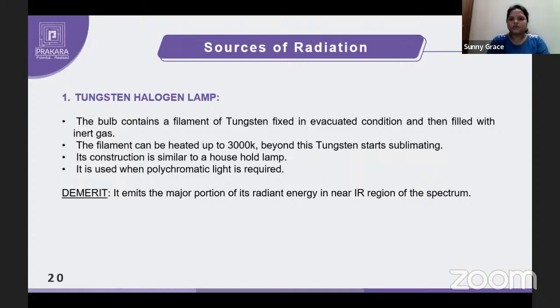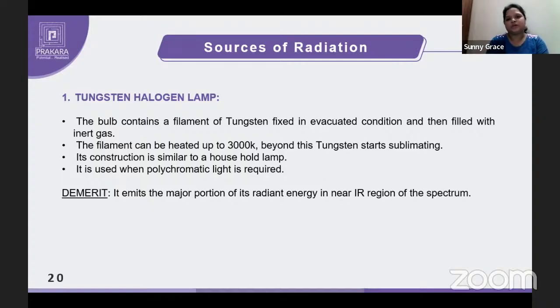So let's see the sources of radiation. The first one is the tungsten halogen lamp. When I say tungsten halogen lamp, it is generally like our household lamp. It looks the same way. It is a bulb filled with inert gas, and we have a tungsten filament. It can be heated up to 3000 Kelvin. Beyond that, the tungsten sublimates. It is also used when polychromatic light is needed.